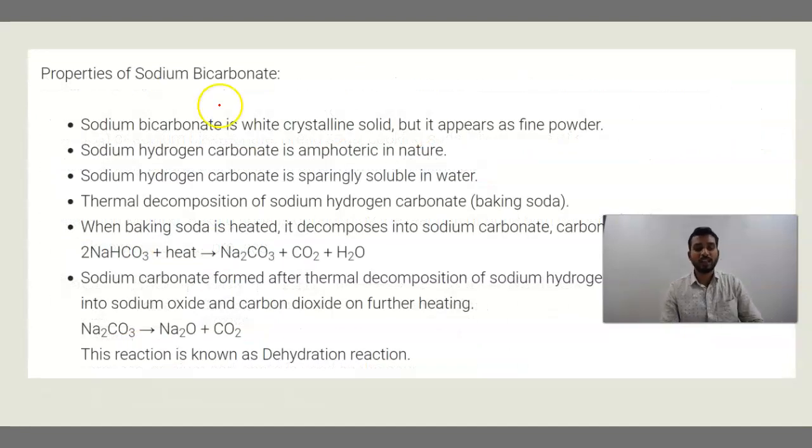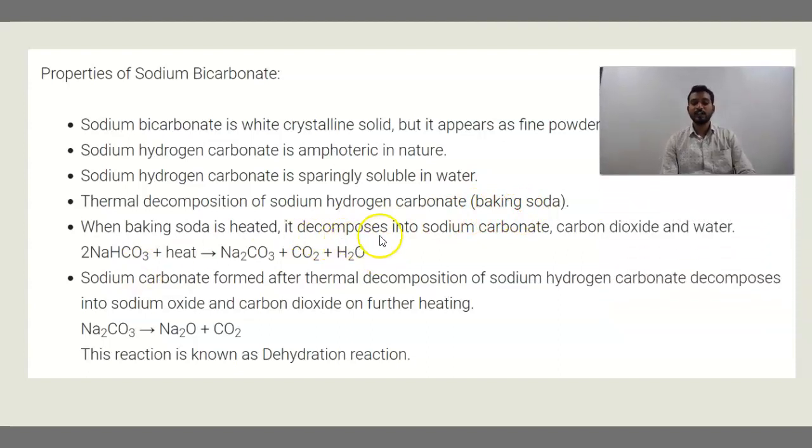Properties of sodium bicarbonate. Sodium bicarbonate is a white crystalline solid, but it appears as a fine powder. Sodium hydrogen carbonate is amphoteric in nature. Sodium hydrogen carbonate is sparingly soluble in water, a little bit. It's not completely dissolved. Thermal decomposition due to heat: thermal decomposition of sodium hydrogen carbonate, that is called baking soda.